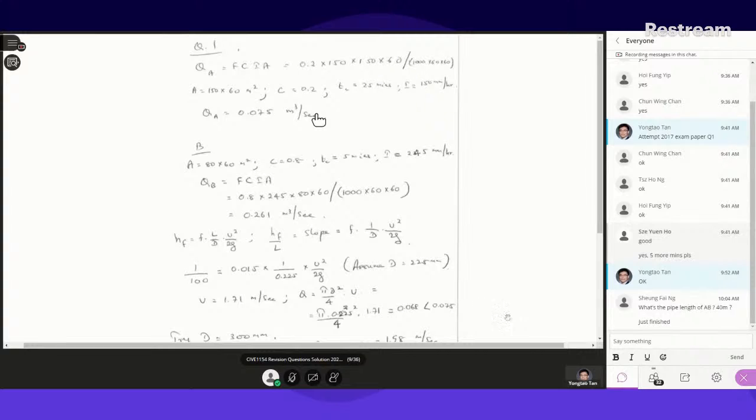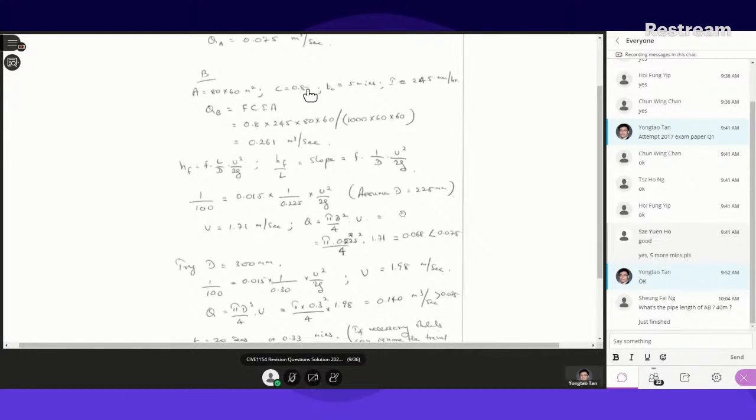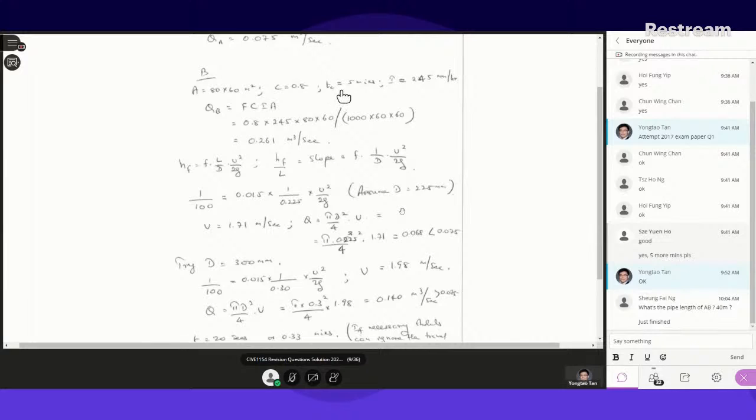Okay, now next is pit B. Similarly, for pit B, the area is here, the runoff coefficient is 0.8, and the time of concentration is 5 minutes, so you can get the intensity 245 millimeter per hour. So use the rational method, and you can get the peak flow to pit B, 0.261.